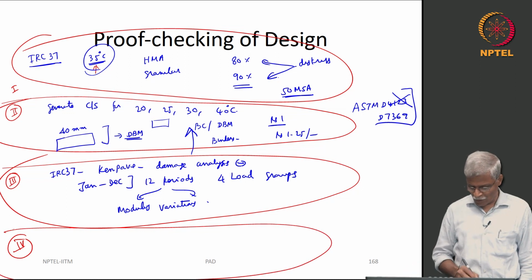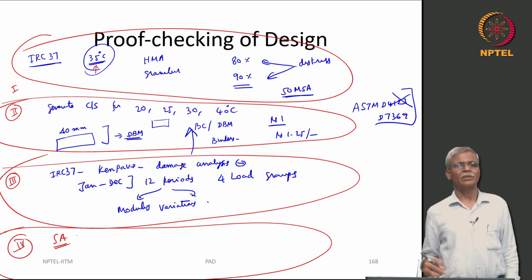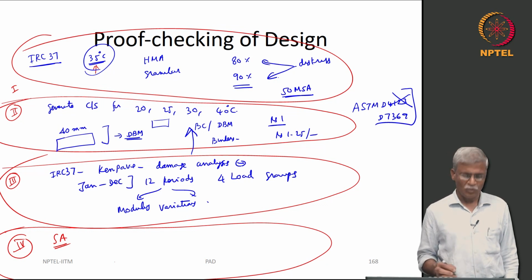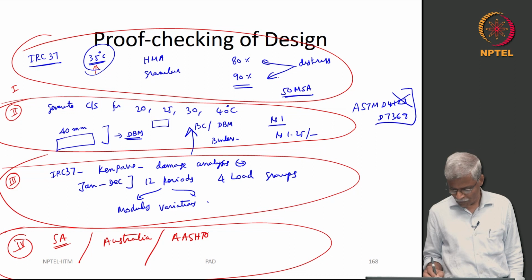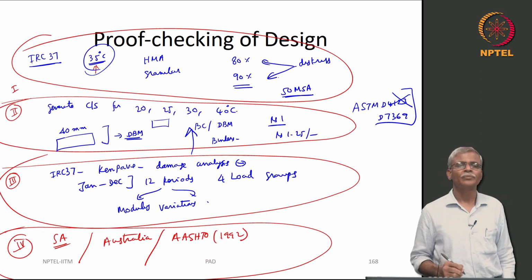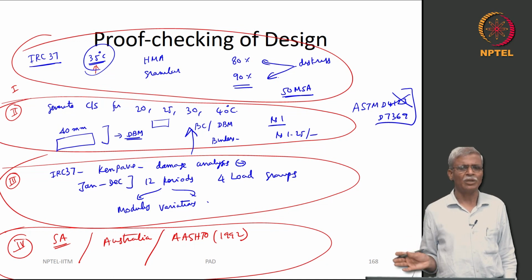Now that you have understood how South Africa works, what if you take one of the IRC 37 cross sections and proof check it with the South African method? Okay. You can do the same thing with Australia. You can do the same thing with the old AASHTO 1992 version. Okay. So, it is just to use the same cross section, knowing the traffic, everything is known to you, cross section is already given.